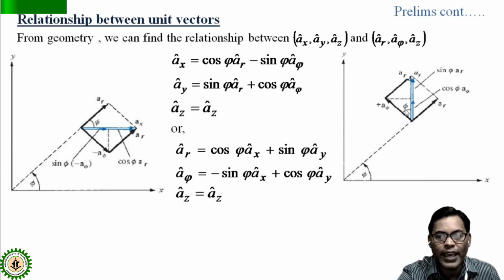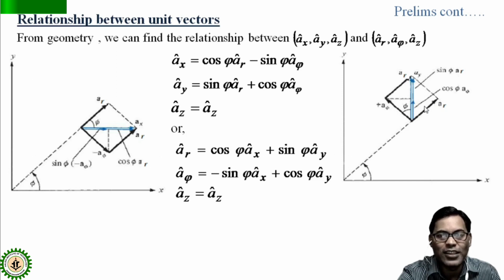So, if this angle is phi, then we can represent the component of aφ along ay as aφ cos phi. So here we got cos phi aφ. Now, if we want to find out the component of ar along the ay direction, here this angle is 90 minus phi. So the component of ar will be equal to sin phi ar.